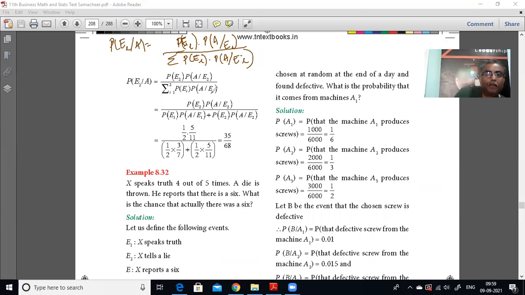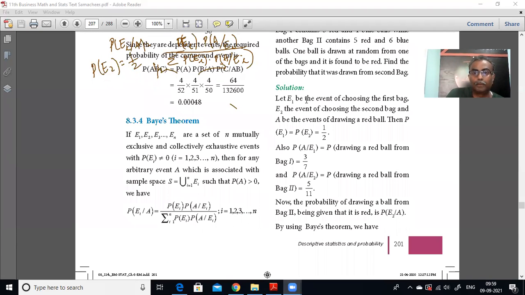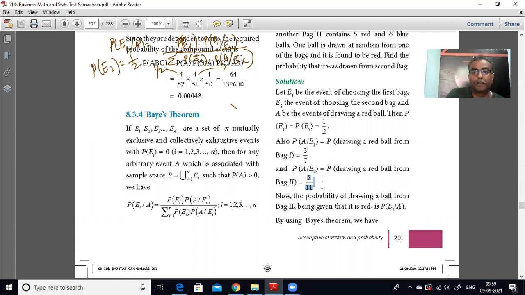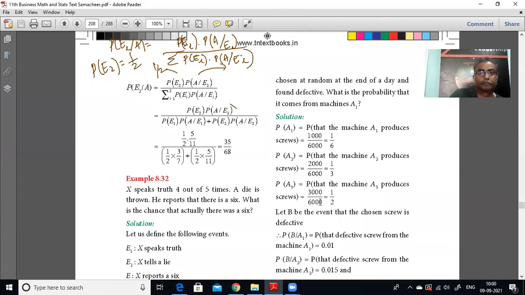Now P of E2 is what? Half. The probability of choosing bag 2 was half. P of A given E2, we already saw. P of A given E2 is equal to 5 by 11. So this is half, this is 5 by 11. That is why he's put half here and 5 by 11 here. Half into 5 by 11, divided by sigma.